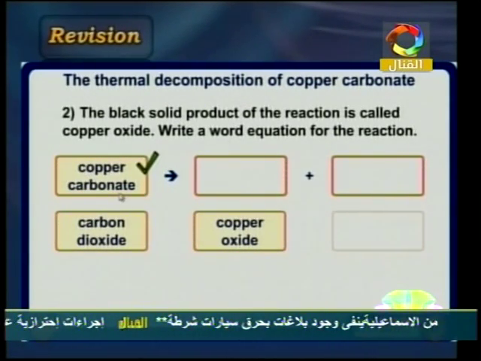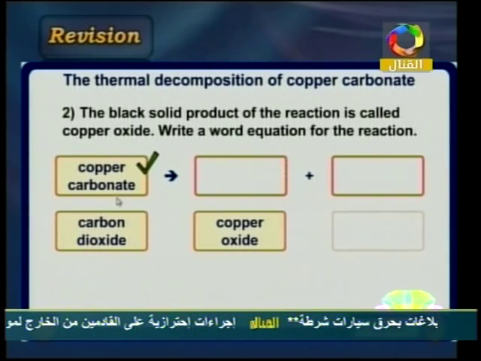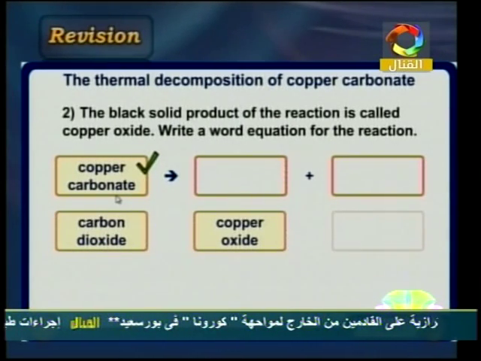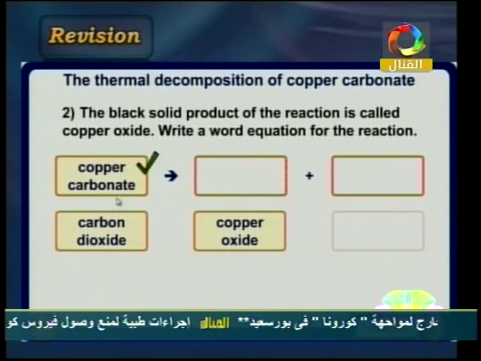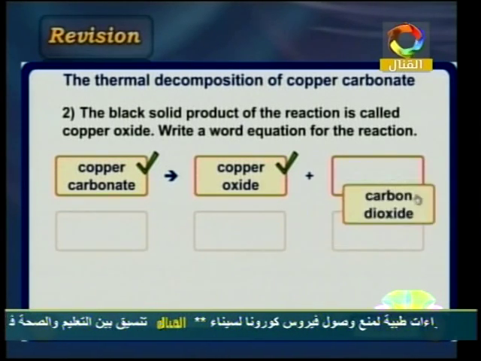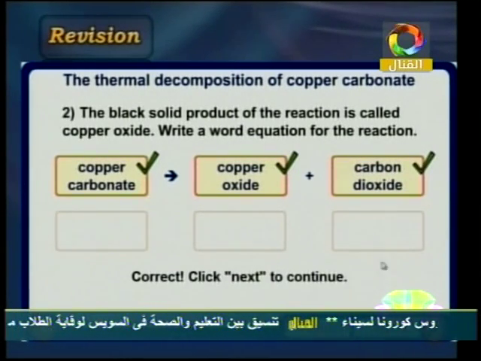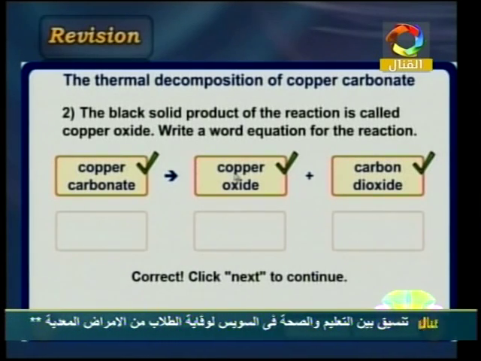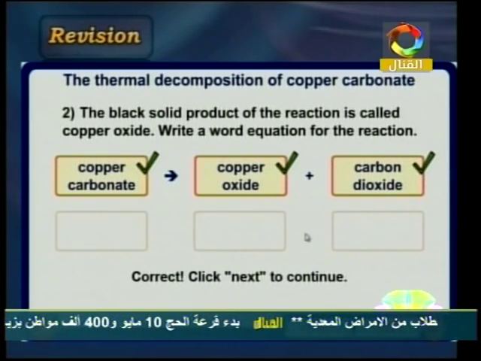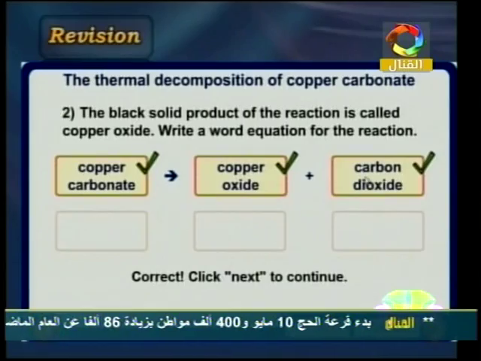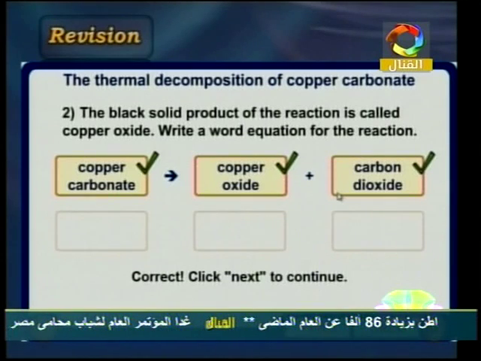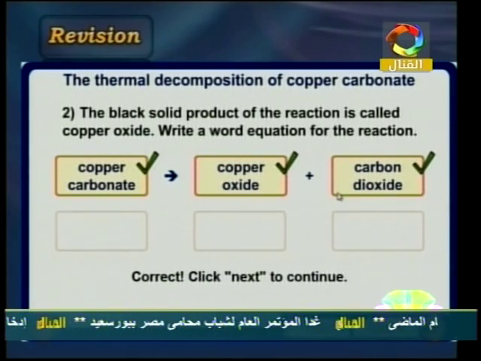This is the reactants. So the reactant here is just copper carbonate to make this reaction. Why? Because I use heat energy to break this compound into many compounds. Number two, we have copper oxide, and the second product is carbon dioxide. So here we have copper carbonate that gives us, by heat energy, copper oxide and carbon dioxide. If you swap the copper oxide and carbon dioxide with each other, there's no problem. Why? Because both of them are products produced by this reaction.